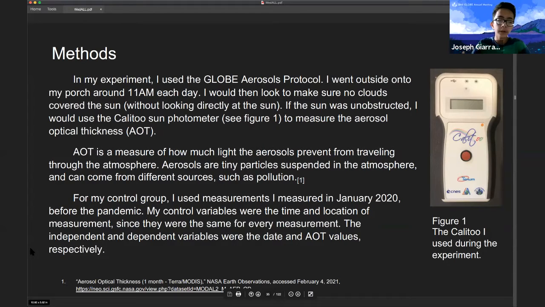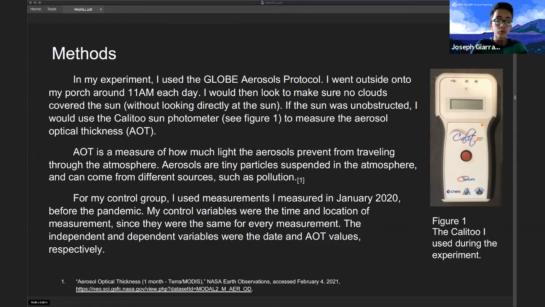In my experiment, I used the GLOBE aerosols protocol, and I went outside to my porch around 11 each day, and I'd try to make sure there were no clouds covering the sun, without looking directly at it, so that I wouldn't damage my eyes. And if the sun was unobstructed, I would use the sun photometer that I had to measure the aerosol optical thickness, otherwise known as AOT. AOT is a measurement of how much light the aerosols prevent from traveling through the atmosphere. And aerosols are tiny little particles in the atmosphere that can come from different sources like pollution.